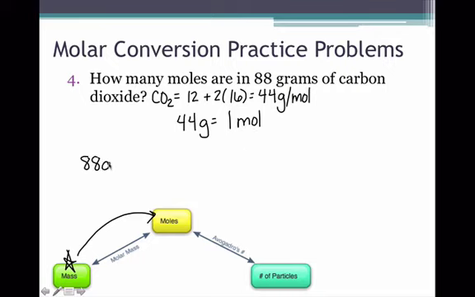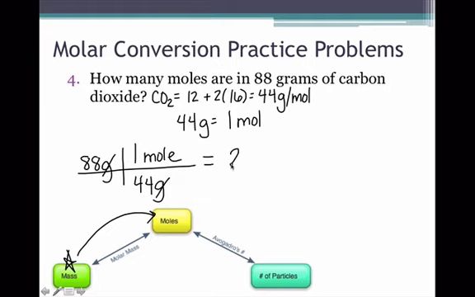I'm starting with 88 grams of carbon dioxide. I want to put the 44 grams on the bottom and the 1 mole on top. Grams go away. 88 divided by 44 is 2 moles.